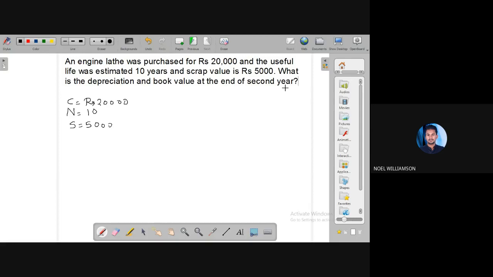After the second year, what is the present value, that is the book value, of the engine lathe? And you also have to find the depreciation amount, the reduction. So you will see how it is. Using the diminishing balance method, first of all we have to find the rate, the depreciation factor.